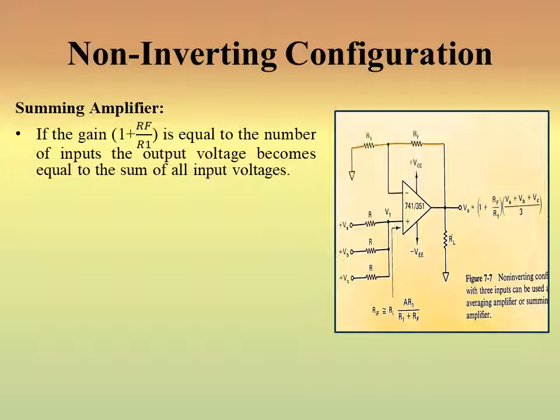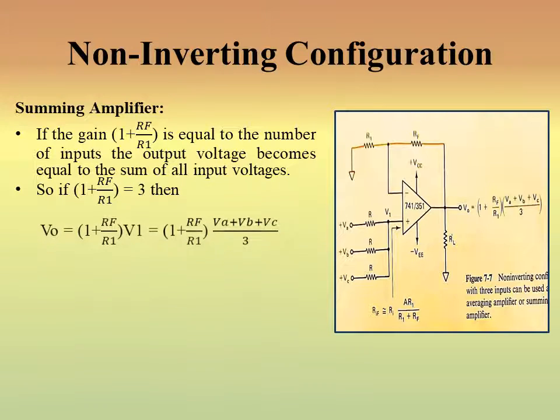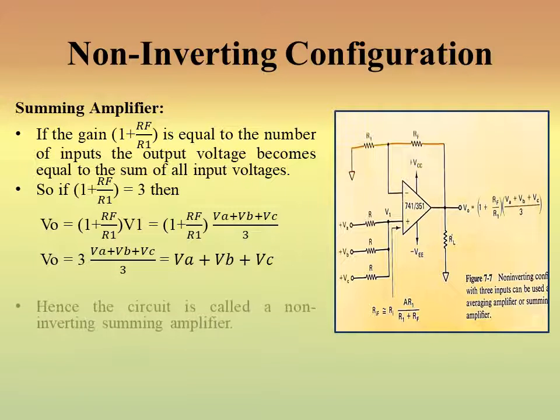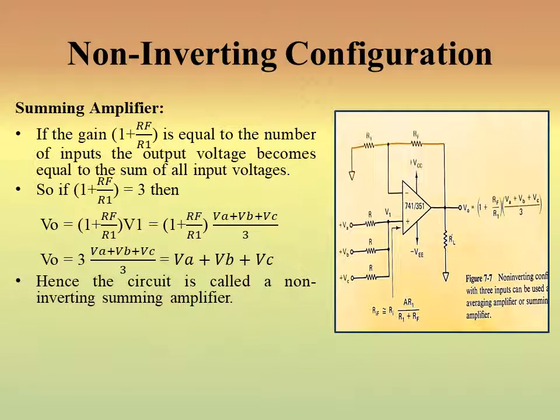So if we take 1 plus Rf upon R1 in this case as 3, then what will happen? The output voltage will be simply VA plus VB plus VC, and this figure will in that case act like a summing amplifier. So here I have written 1 plus Rf upon R1. If it is taken as 3, then the output voltage VO will be VA plus VB plus VC. Hence the circuit is called a non-inverting summing amplifier.